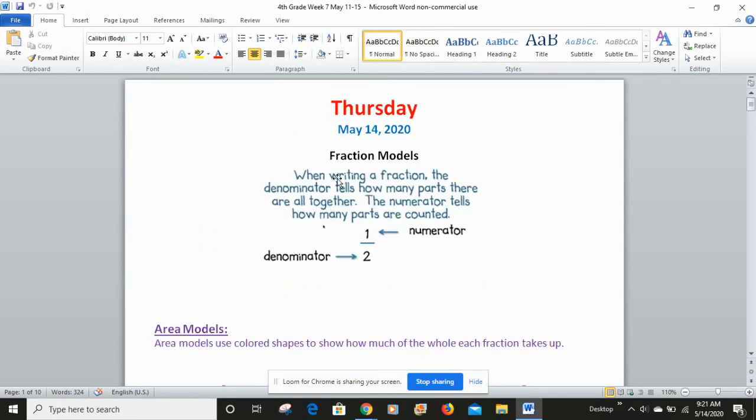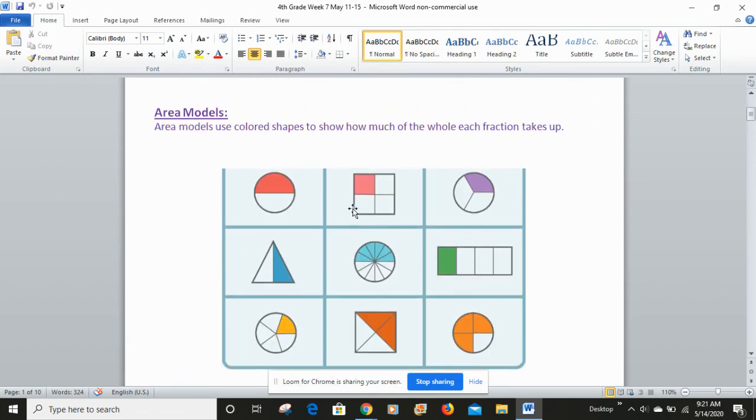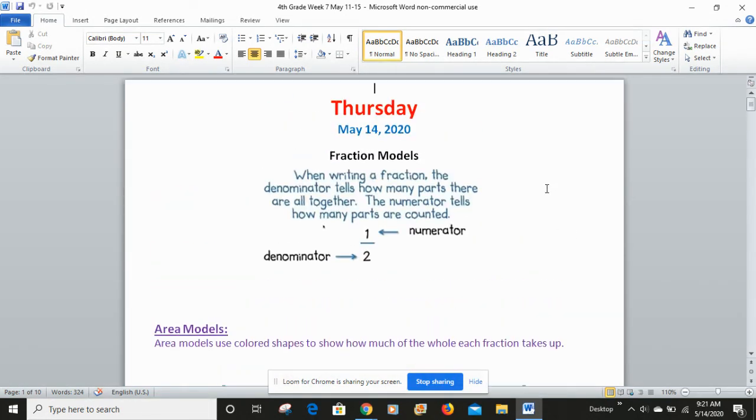So as you're going through and looking at the shapes and different things on today's activity on the matrix, think of using some of these different tools to help you understand and be able to name the fractions that you see. I hope that helps fourth graders.